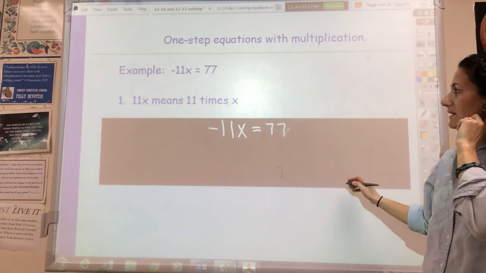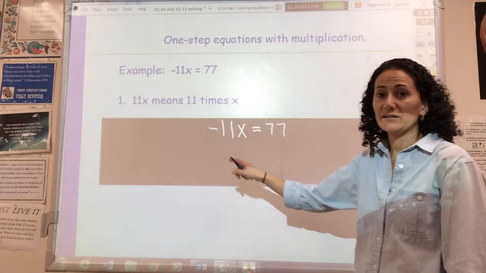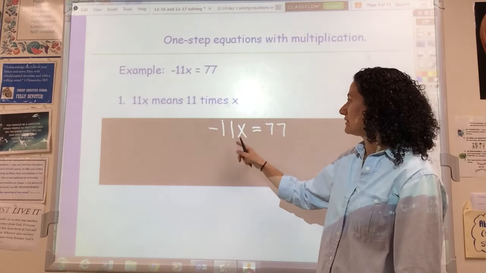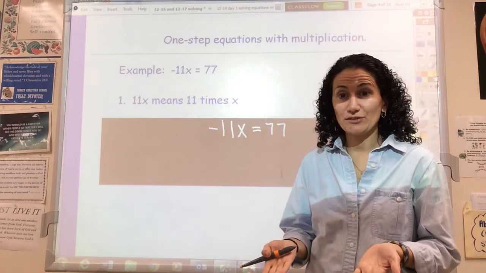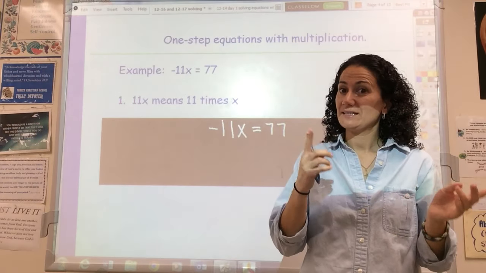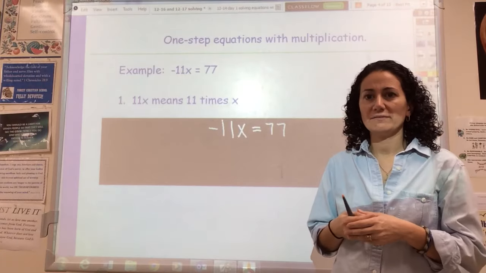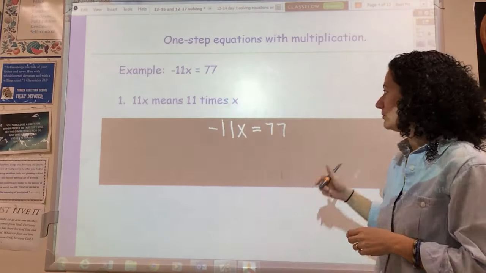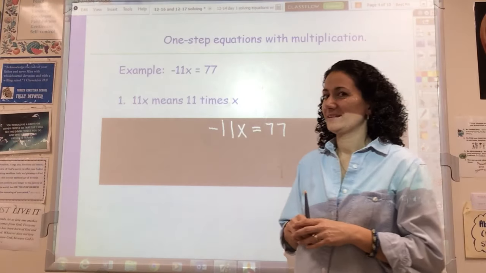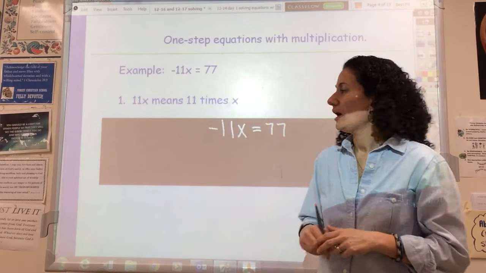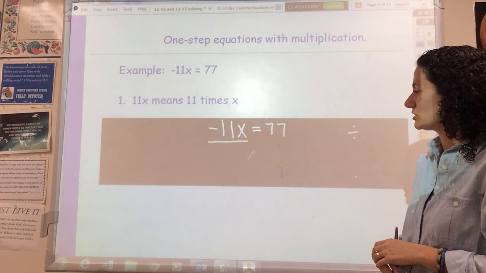So in this case, we need to isolate x, which means we need to get rid of the negative 11. Negative 11 is being multiplied by x. So we have to do the opposite of multiplication, which is division. Think about how we show division in algebra. We no longer use this division symbol. We use a fraction bar. You can write a slash or a fraction bar to show division.